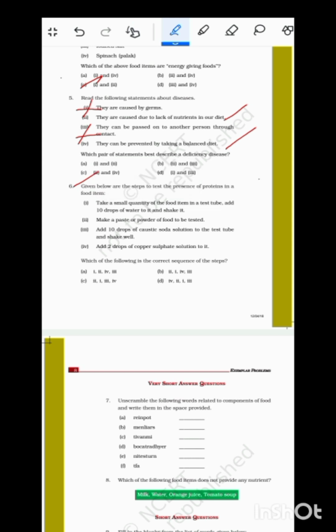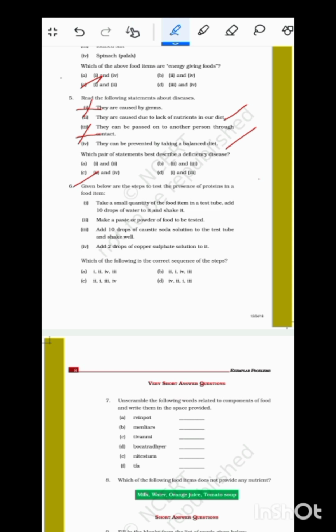Question number 6. Given below are the steps to test for the presence of protein in a food item. Read the steps. Take a small quantity of food in a test tube and add 10 drops of water to it and shake it. Make a paste or powder of the food to be tested. Add 10 drops of caustic soda solution to the test tube and shake well. Add 2 drops of copper sulfate solution to it.